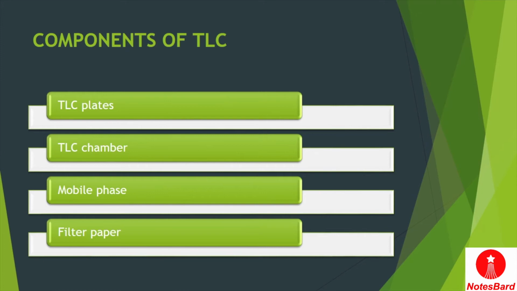Now the fourth and final component of the TLC is the filter paper, which is made up of cellulose mainly, and it is moistened with the mobile phase, which is a solvent, and is to be placed inside the chamber. So this filter paper helps in the development of a uniform rise in the mobile phase over the length of the stationary phase. So these are the components used in the process of thin layer chromatography.